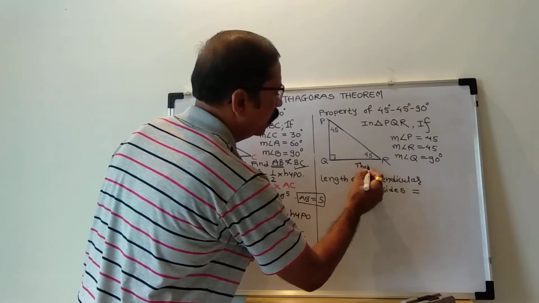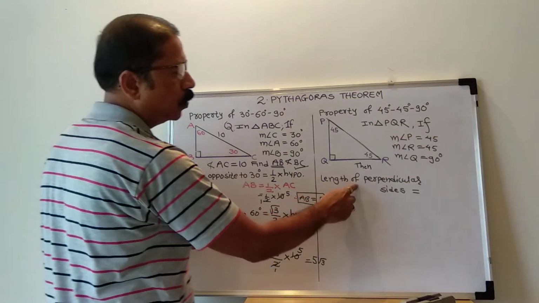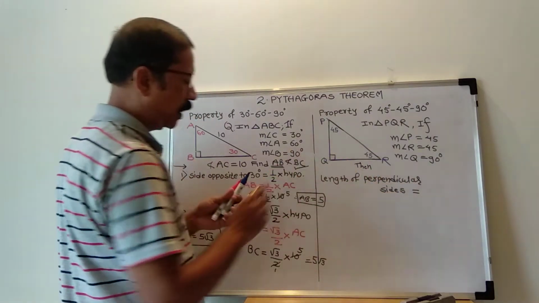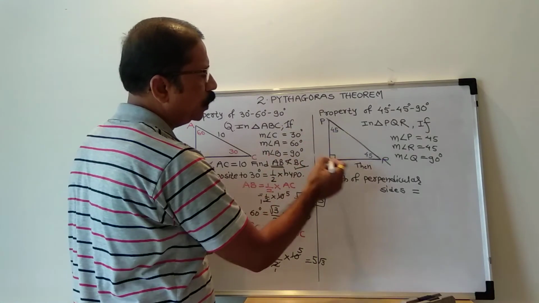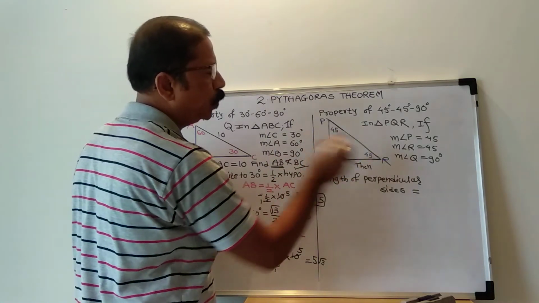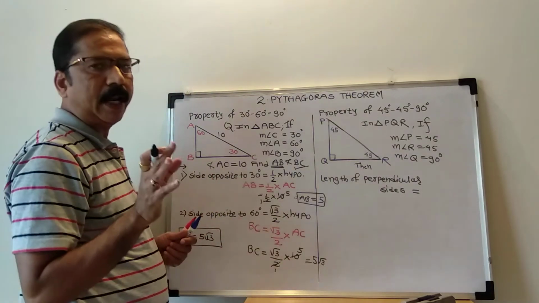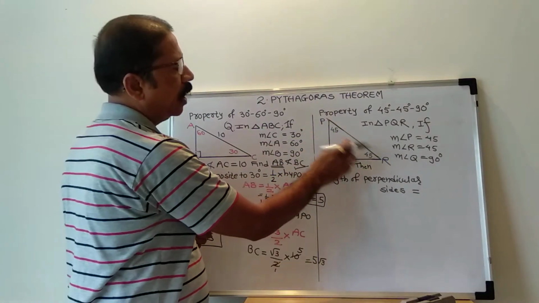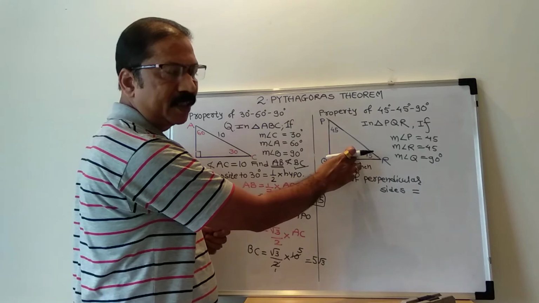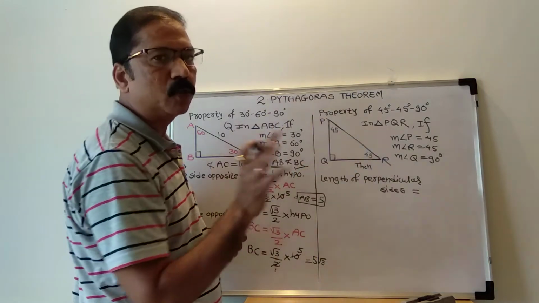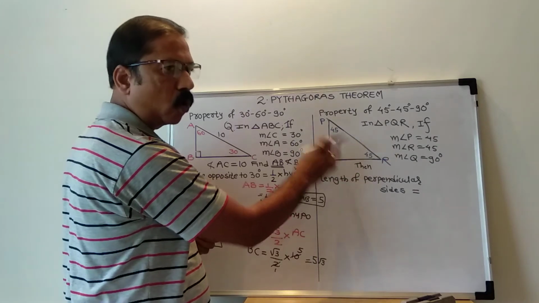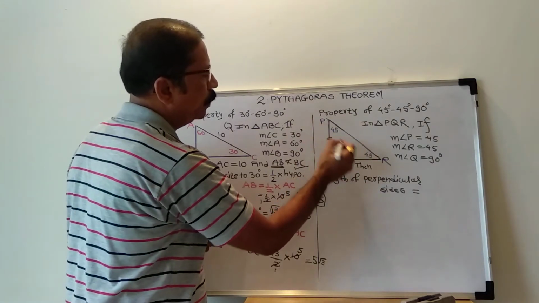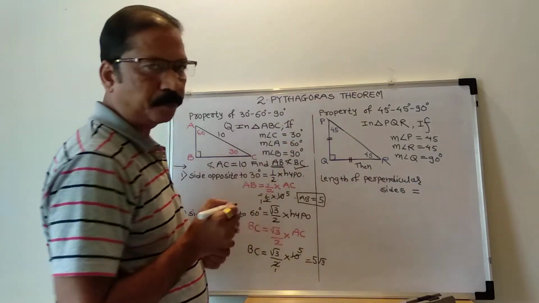Then, the length of each perpendicular side. Here perpendicular sides are PQ and QR. Everyone knows in any triangle, if two angles are equal, then the triangle becomes an isosceles triangle. So here the 45, 45, 90 degree triangle is always isosceles, and here PQ is congruent with QR.